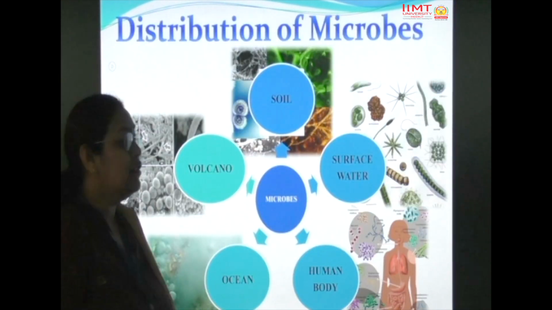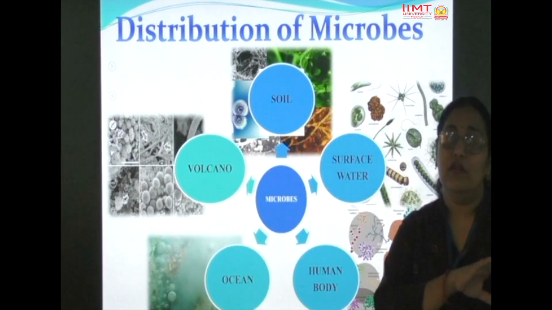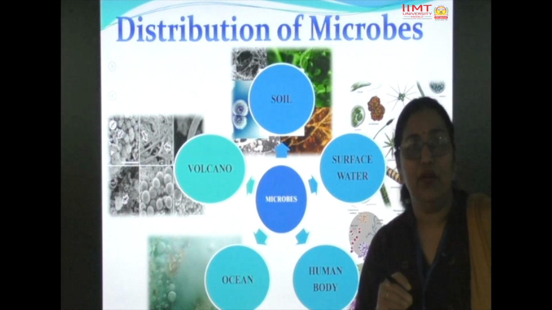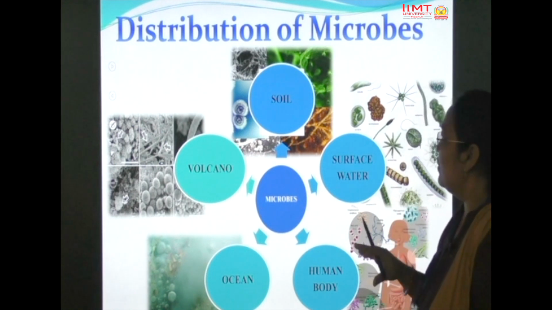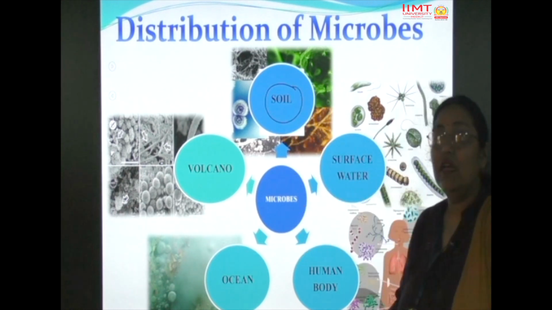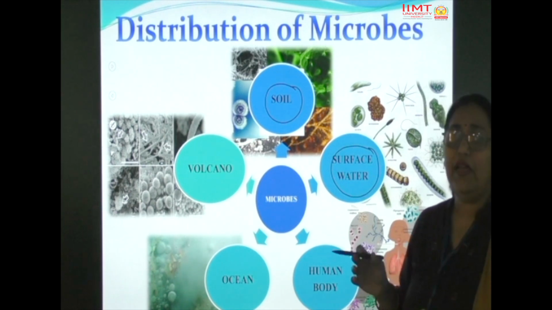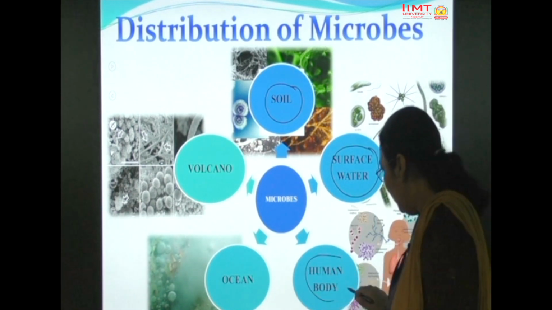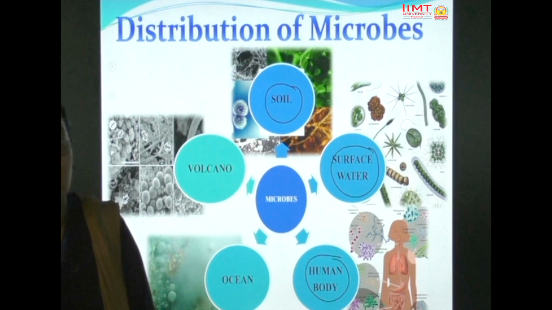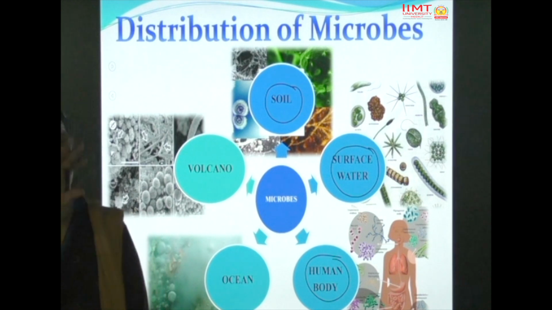Now let's talk about the distribution of microorganisms. Distribution means where they are found. They are found everywhere, in all types of environments. They are omnipresent, and whatever environment you talk about, they will be present. They can be present in soil, and in water, whether surface water or underground water. They are present on the human body as well; it is said that each human cell is associated with at least 10 to the power 6 microbial cells. So our body is full of microorganisms.